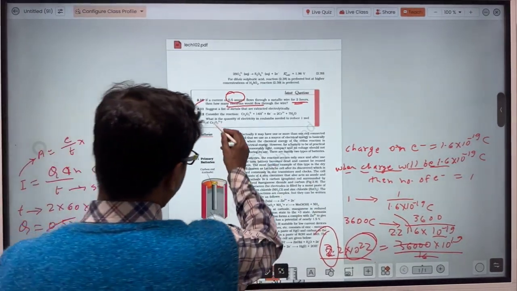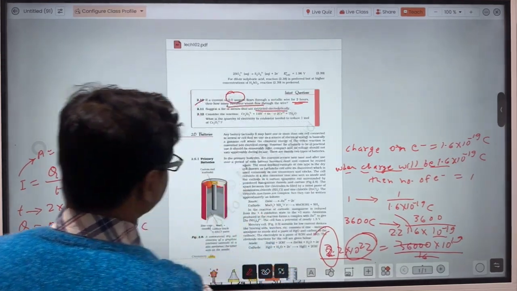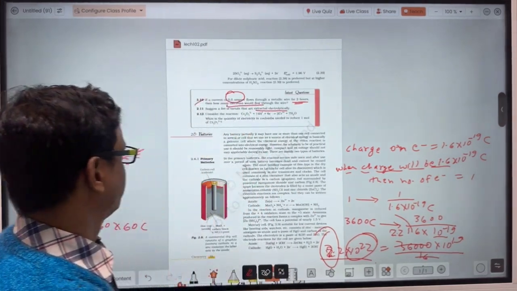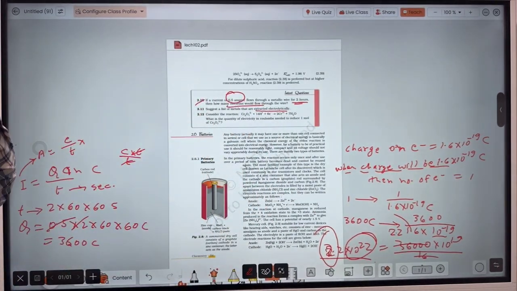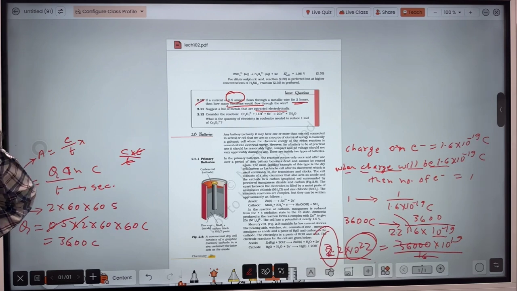Then after that is 2.11: suggest a list of metals that are extracted electrolytically. You will have to form a list of metals which can be extracted electrolytically.